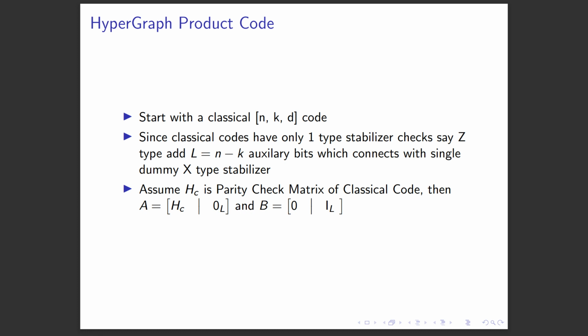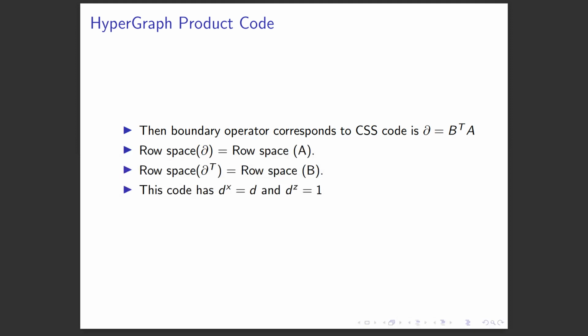In deriving the boundary operator, it involves adding dummy stabilizers and ancillary qubits. Let's say in this example, it adds dummy X stabilizers. Then the parity check matrix associated with Z-type stabilizer generators, A, and the parity check matrix associated with X-type stabilizer generators, B, will take the form shown below. The boundary operator that is then generated is of the form ∂ equal to B transpose into A. We can see that the row space of ∂ is the row space of A and the row space of ∂ transpose is the row space of B, which is exactly how it is intended to be.